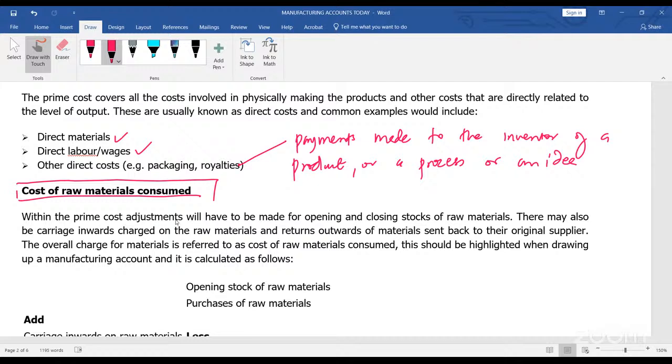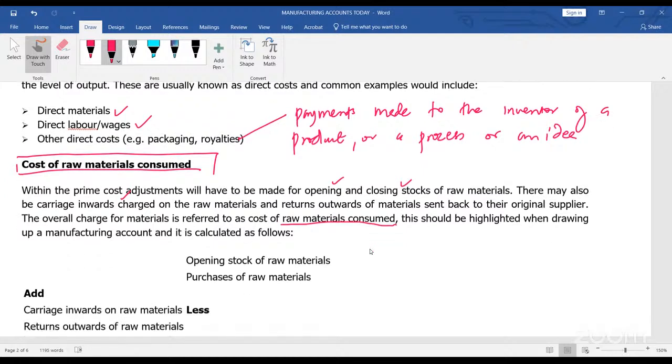Now, within the prime cost, adjustments will have to be made for the opening and closing stock of raw materials. There may also be carriage inwards charged on the raw materials, and the return outwards of raw materials sent back to their original supplier. The overall charge for materials is referred to as the cost of raw materials. So in the manufacturing account, you have to find out the cost of raw materials consumed, and the cost of raw materials consumed is part of the prime cost calculation, as we are going to see.